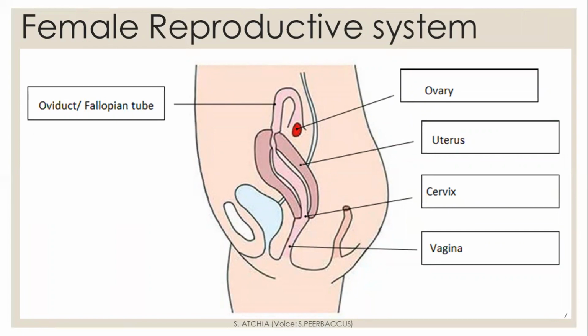So here we are today. We emphasized on the structure and function of the different parts of the male and female reproductive systems. There is one last video where the chapter Reproduction will be completed.